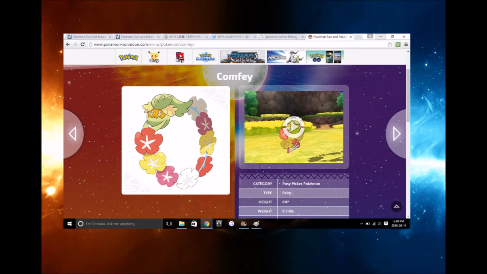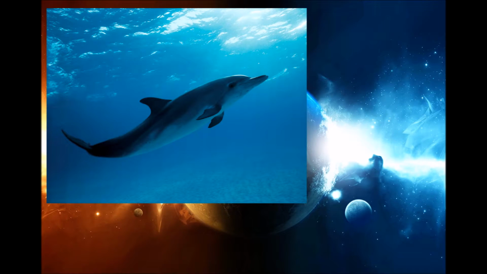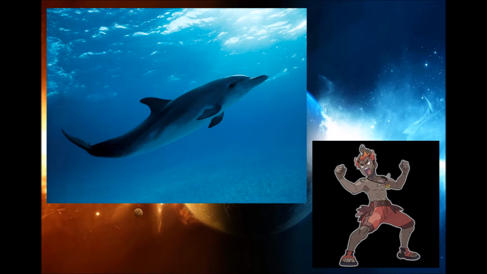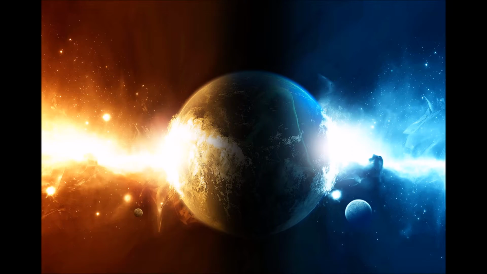So use probability to your advantage. A Dolphin Pokemon, that's a safe bet. A Trial Leader, that's a Fire Dancer, safe bet. You will see your leak come true before your very eyes.